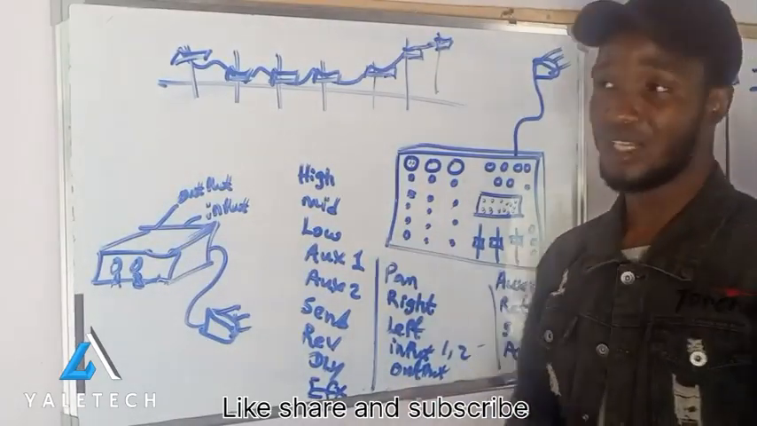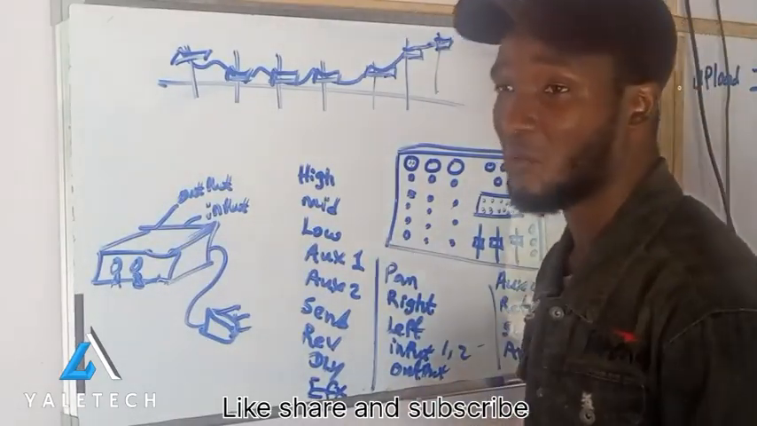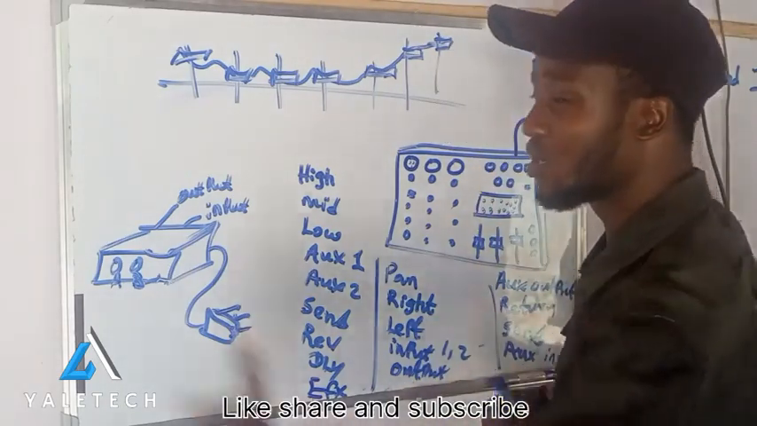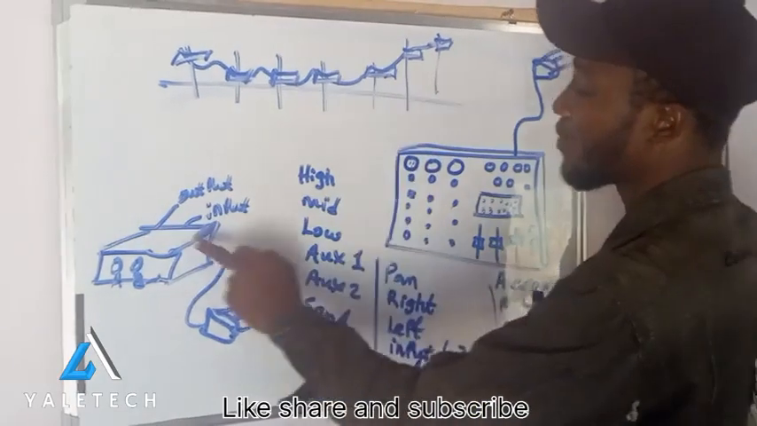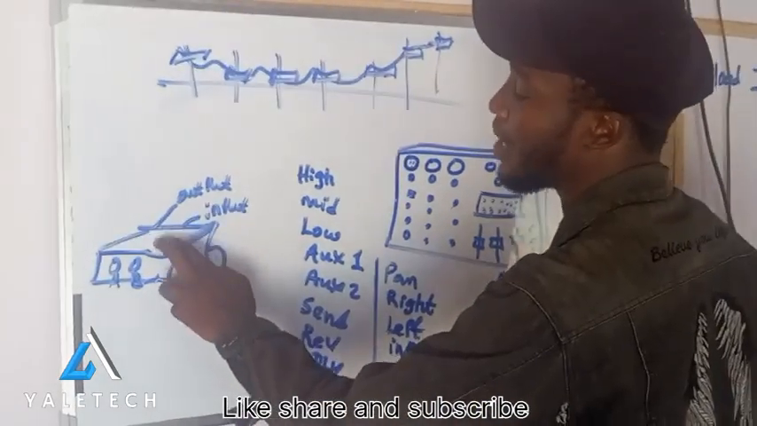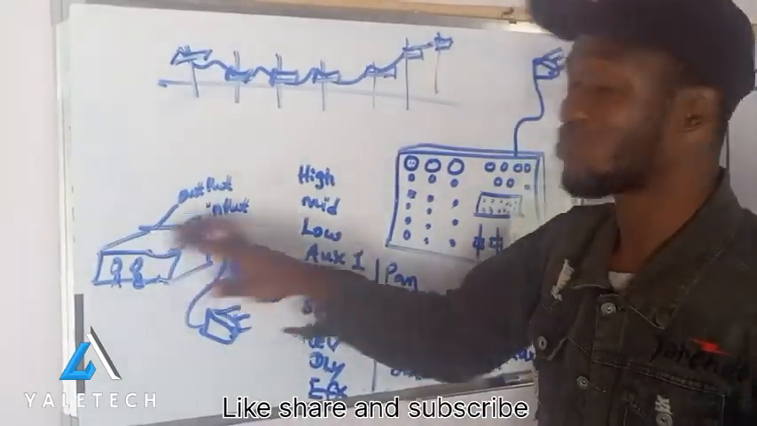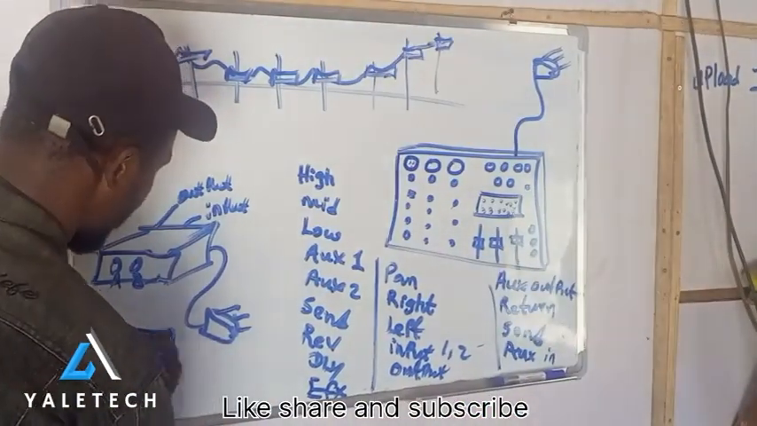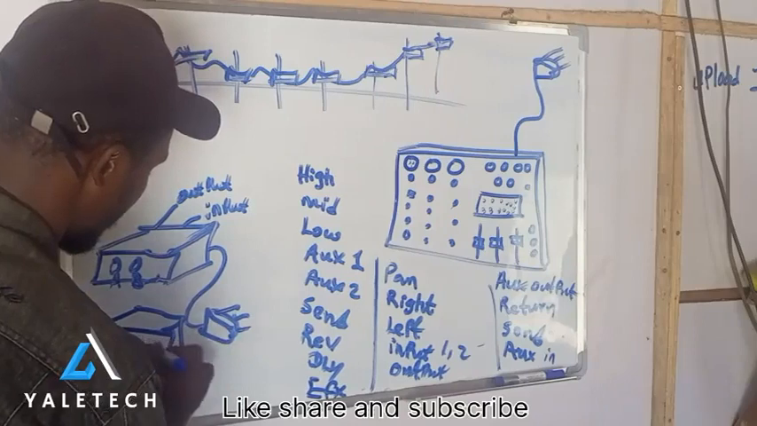You understand? So for you to be able to do that, that is where some of these functions come in. The first ones here are auxiliary one and auxiliary two. What auxiliary one and two do is give you the ability to separate what is going on through that side. For example, like this, my amplifier now, I said it has two sides.